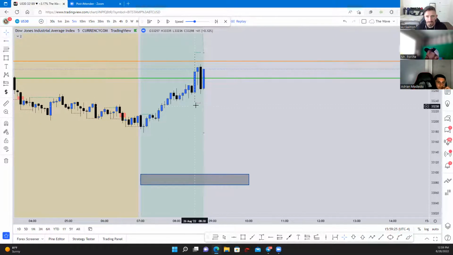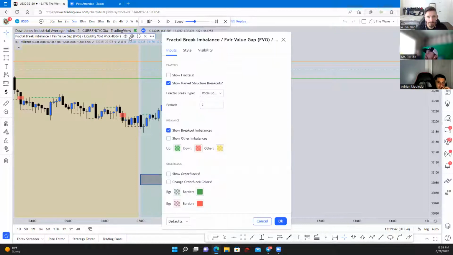If you look here too, these little dashed lines are our minor structure lows and highs. This is another cool indicator called fractal break imbalance. It shows you gaps in the market, and also little market structure breaks. For the settings, I just have show breakout imbalances, and market structure breaks set to wick and body. I don't have any order blocks shown or anything like that. Everything else is just left alone.